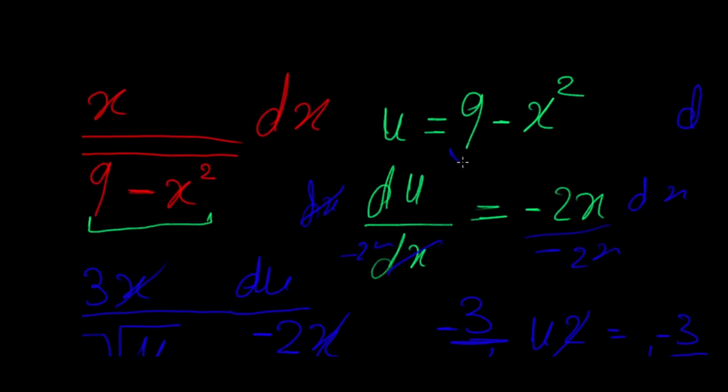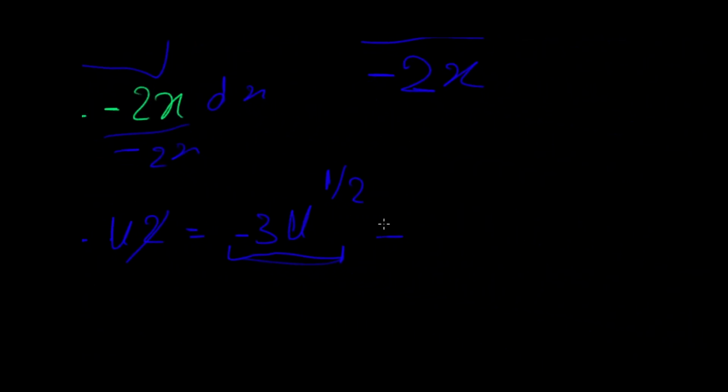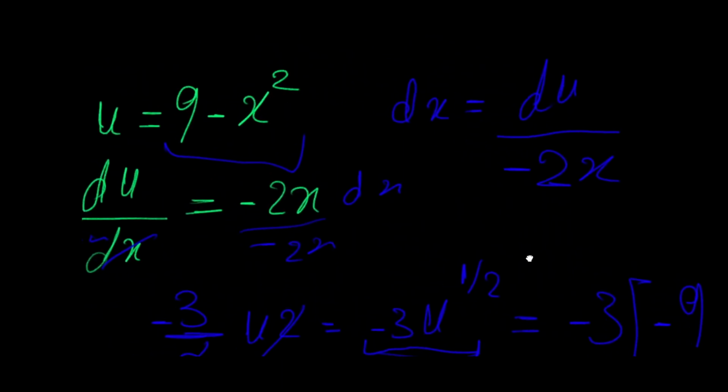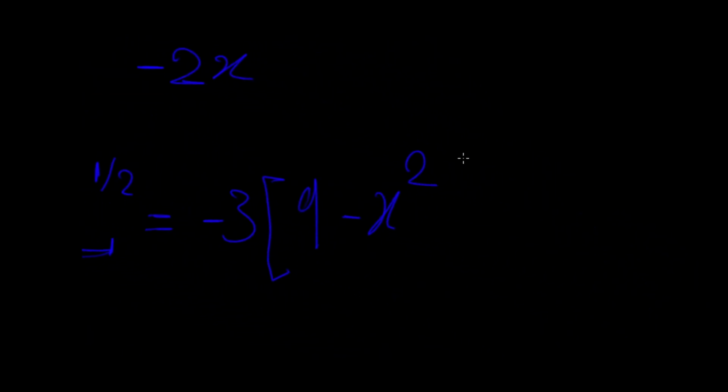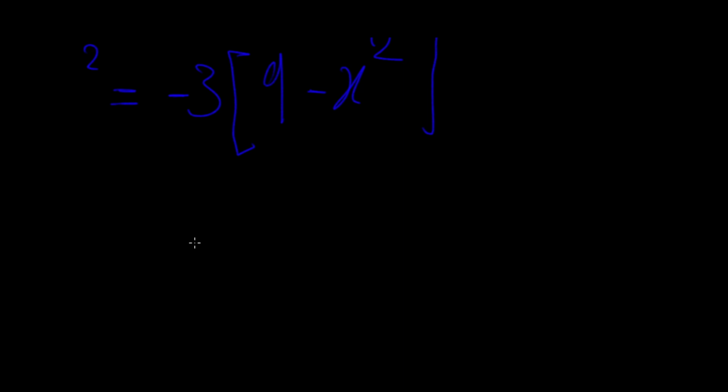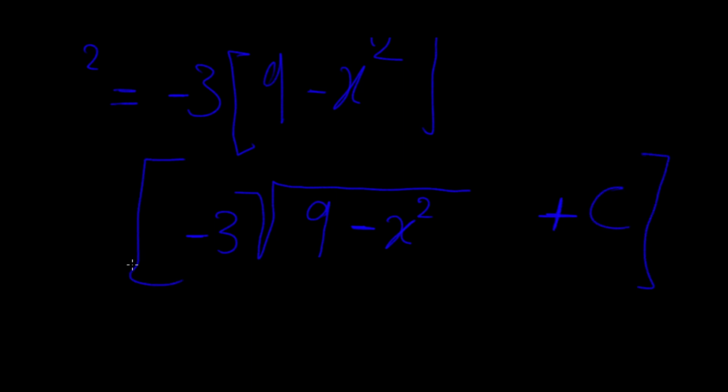Our u is 9 minus x squared, equal to negative 3 times 9 minus x squared to the power of 1 over 2, and we know the power of 1 over 2 is also the square root, so we can say negative 3 square root of 9 minus x squared plus c. We can say that this is our final answer, and thank you for watching.